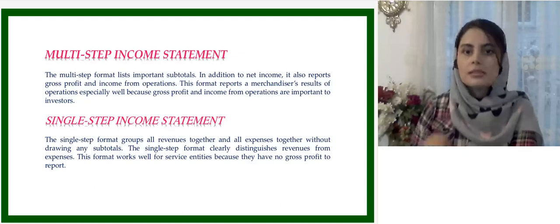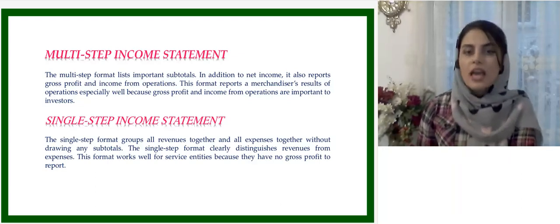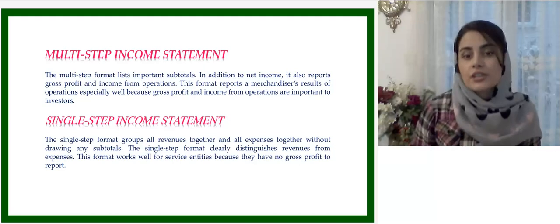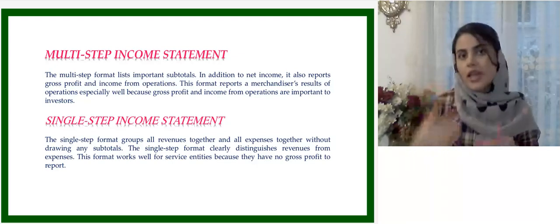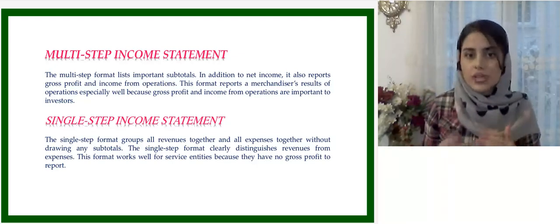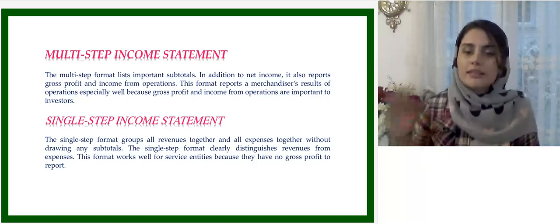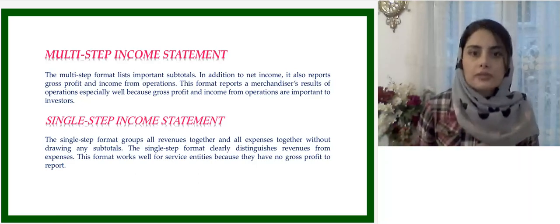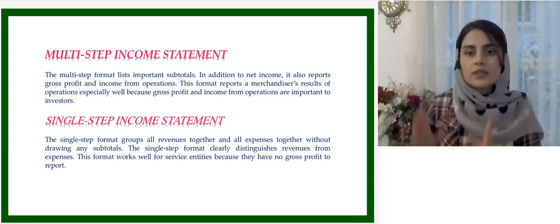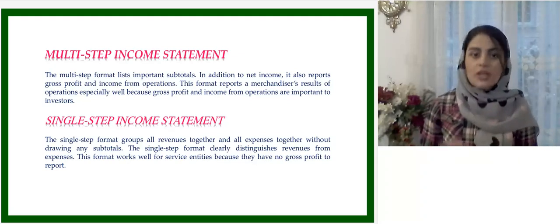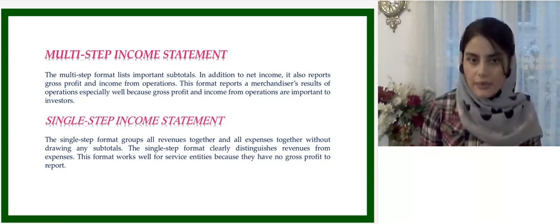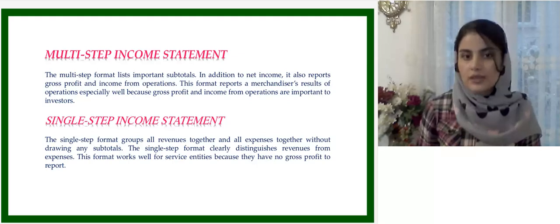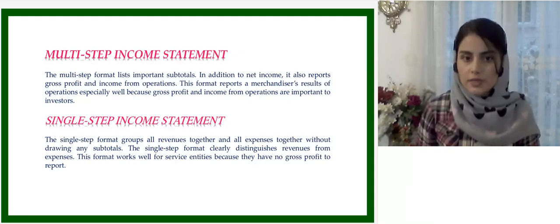Here it is, the multi-step and single-step. If you remember, in the balance sheet, we had two formats. The first one was the report format, which had assets on top, then liabilities, and after that, owner's equity on the bottom. And the other format was the account format, assets at the left, liabilities and owner's equity at the right. So here, for income statements, we had two formats again, the multi-step format and the single-step format.